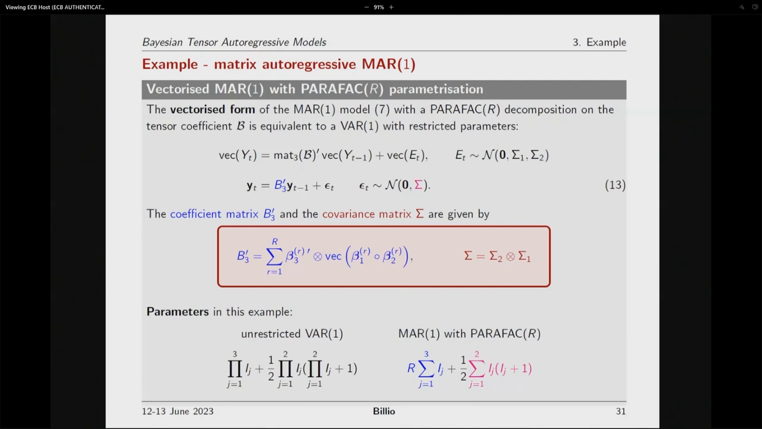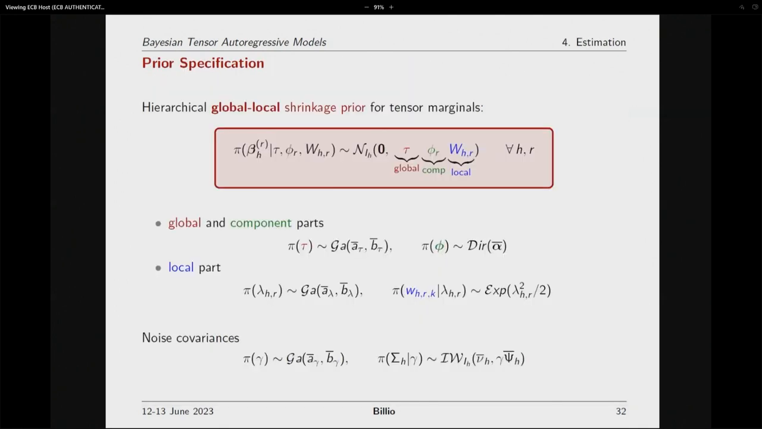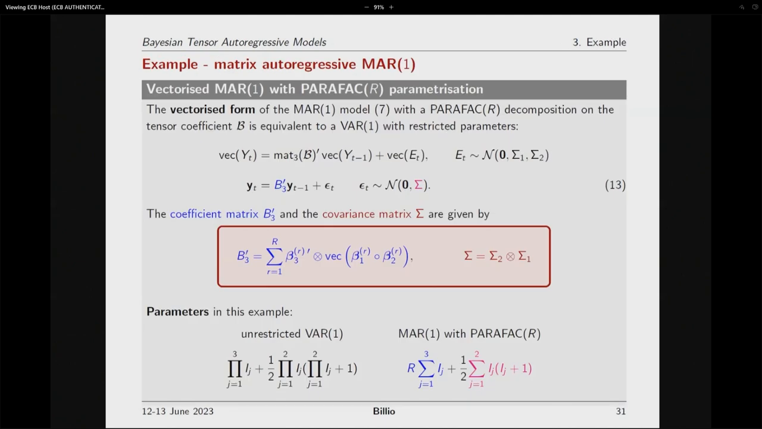But since I have two minutes left, I go very quickly to the prior specification. Here is what is used: the PARAFAC.